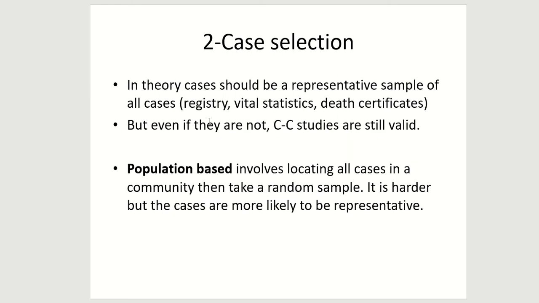Alright, so continuing with case selection. In theory, cases should be a representative sample of all cases. This is what you try to aim for as a researcher. I want to get cases that are representative of all cases. Because if you end up getting only part of the cases, you obviously have something called selection bias, and therefore you cannot generalize your results to the entire population.